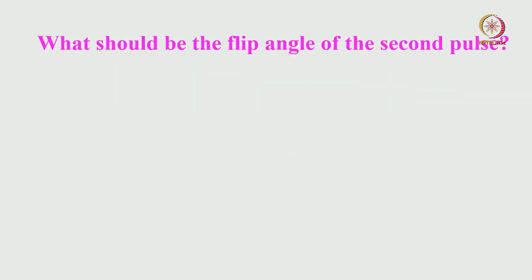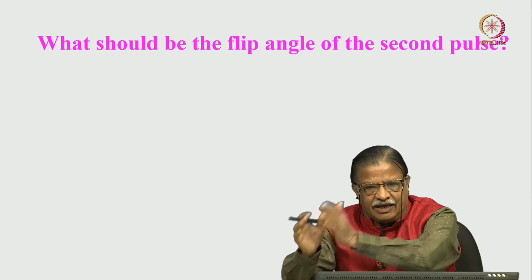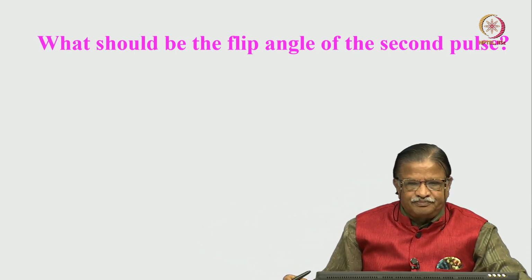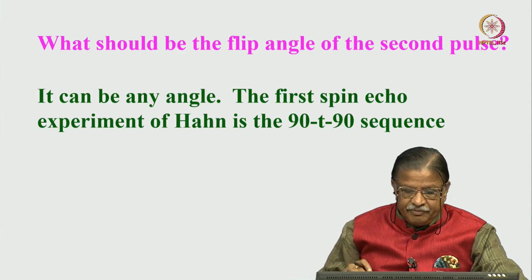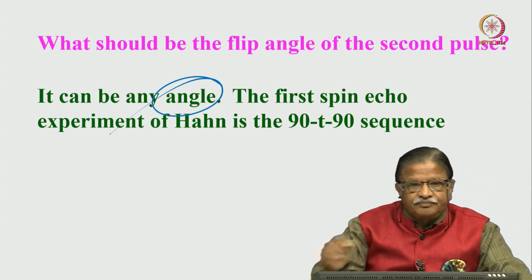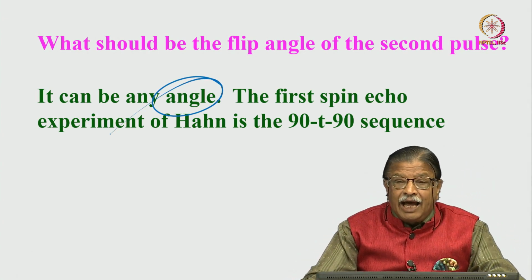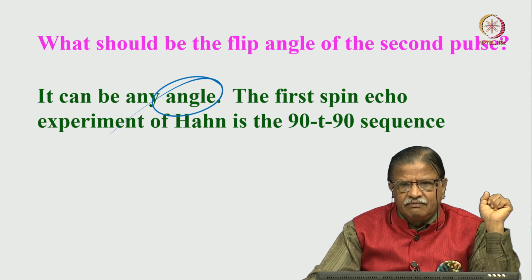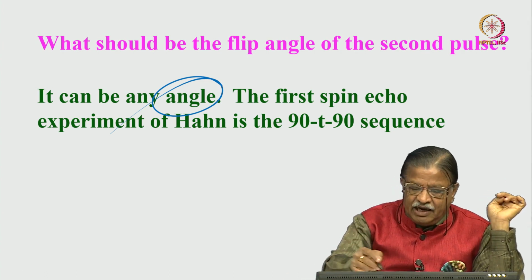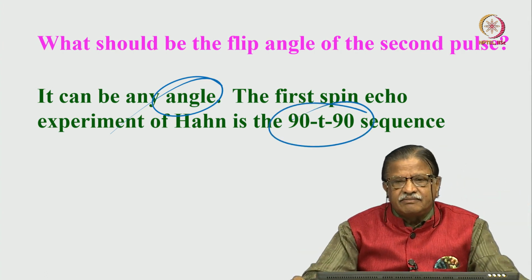What should be the flip angle for the second pulse? Of course, I said in the first example 90, t, 180, t. That is a common spin echo sequence. That is what I showed: first 90, t delay, 180, t delay, and collect the signal after the echo. But should it always be 180? Need not be. It can be any angle. In fact, when Erwin Hahn did the first spin echo experiment in 1950, it was a 90, t, 90 experiment.